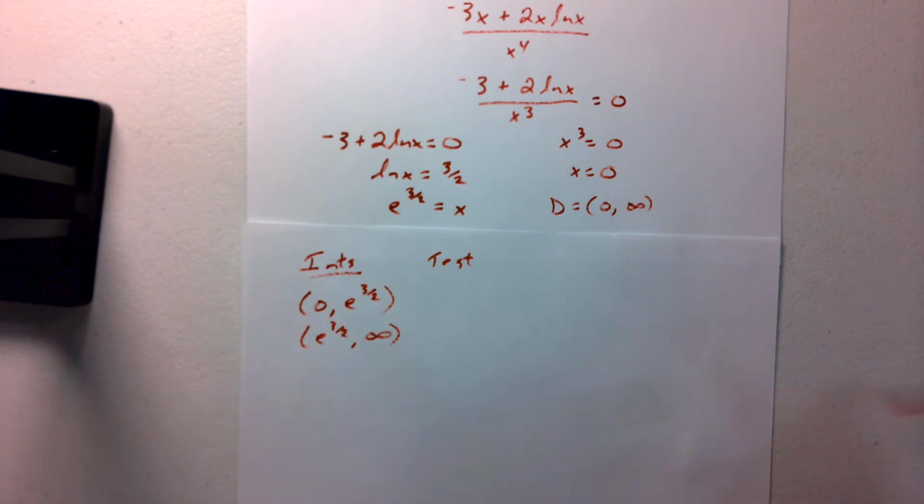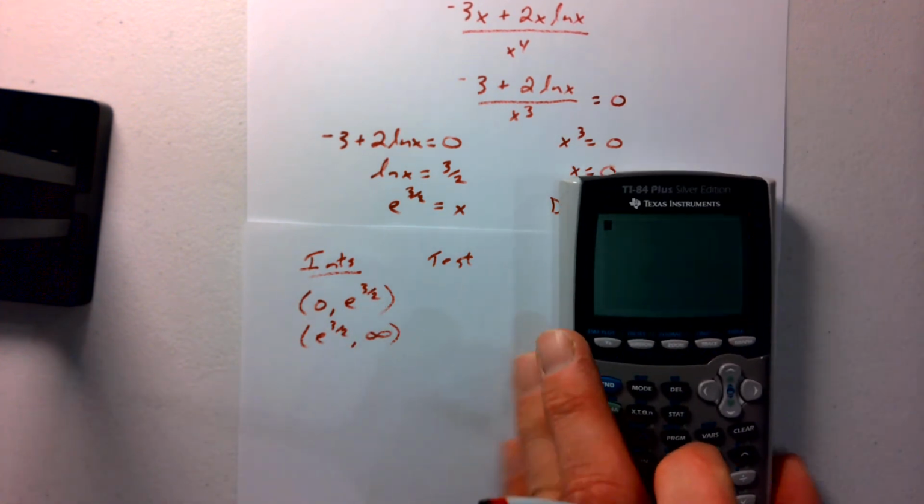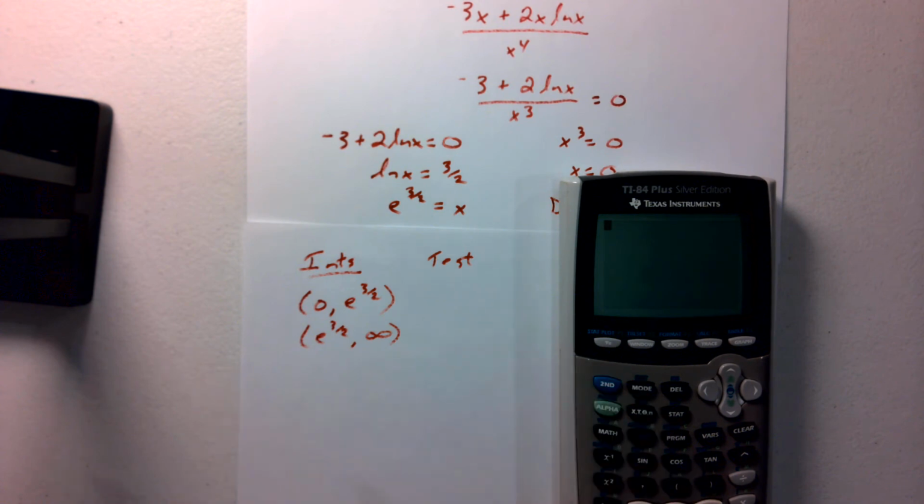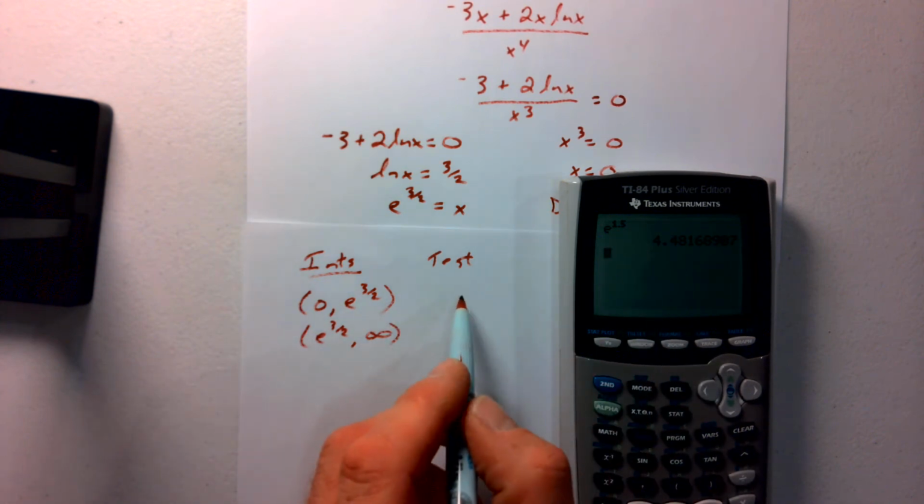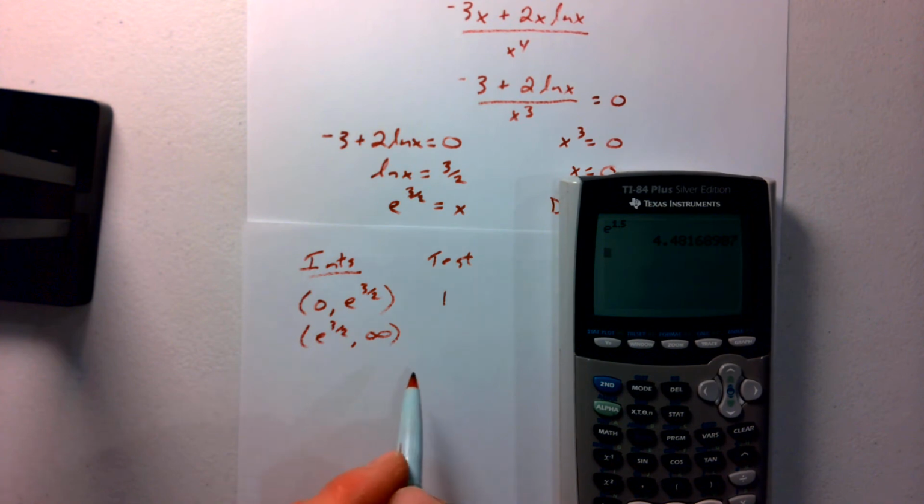E to the 3 halves, we can go ahead and find a value for that. We can do our second natural log, and then 3 halves, which is 1.5. So that's about 4.5 there. So I'm going to go ahead and test 1. That'll be safe.